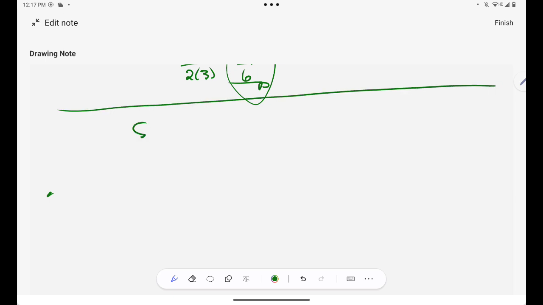I'll say sine 45 degrees multiplied by cos of 135 degrees multiplied by, let's say, tan of what? Yeah, tan 315.